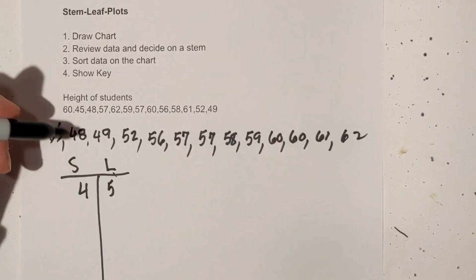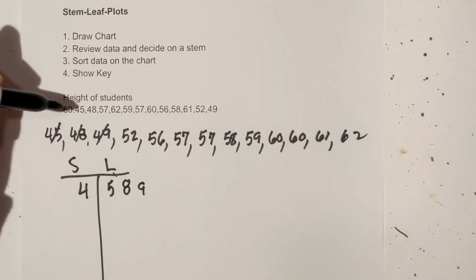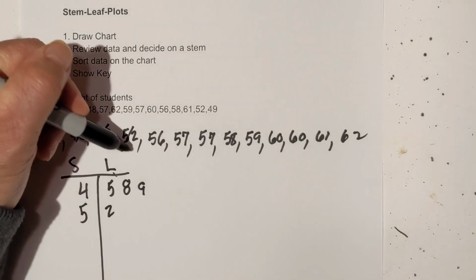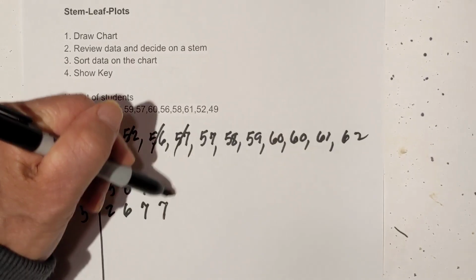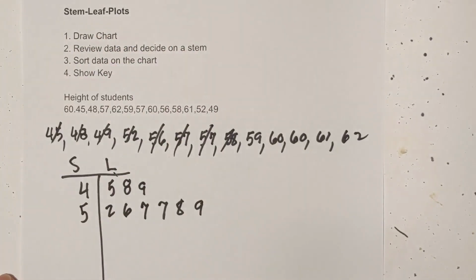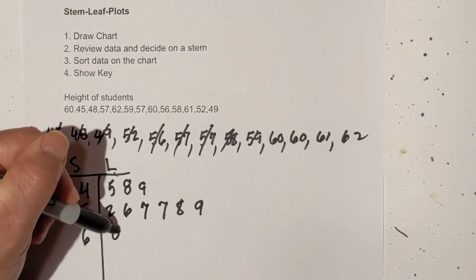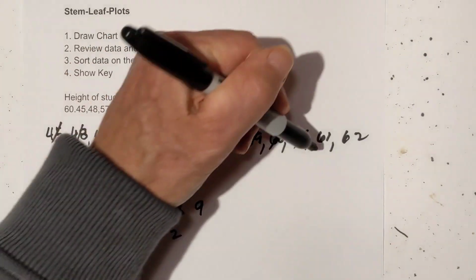Okay, make sure I'm still on the paper. We have an 8. We have a 9. Okay, that's all my 4s. Now I move down to the 5s. We have a 2, 6, 7, 7, 8, 9. Okay, now I move to 6s. I have a 0, a 1, and a 2.